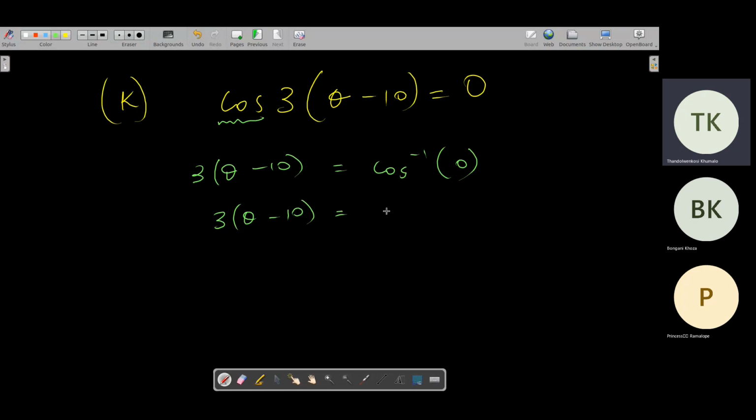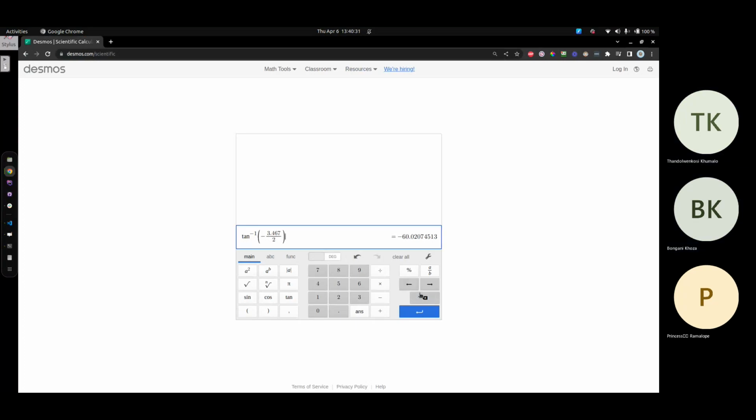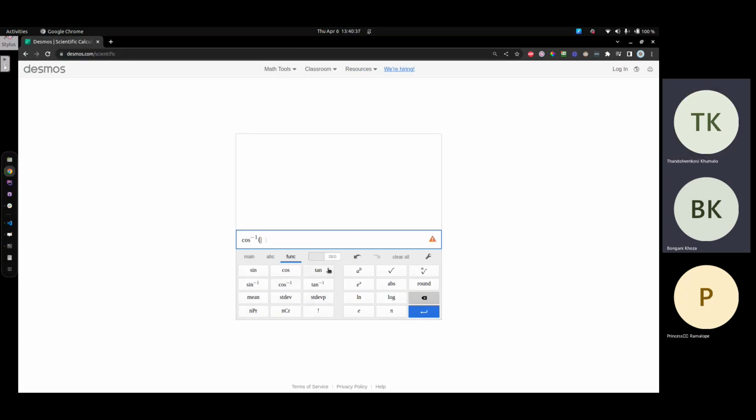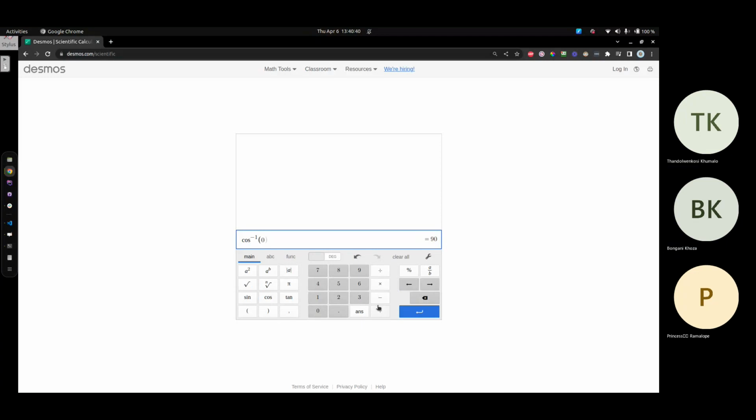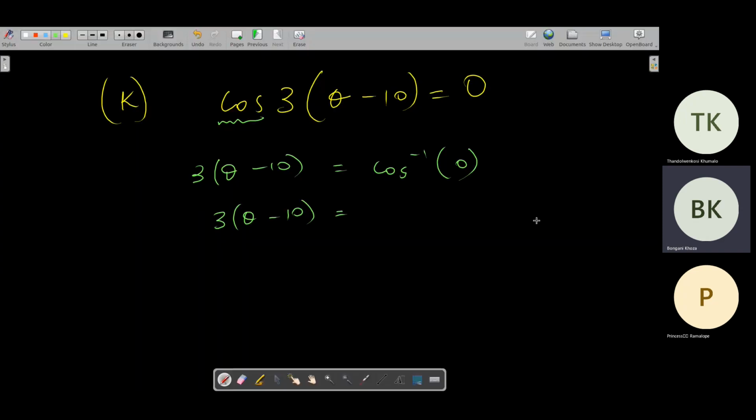So we are looking at arc cos of 0. With theta, you don't have a calculator, but your calculator has those x and y variables written in. So that is 90.